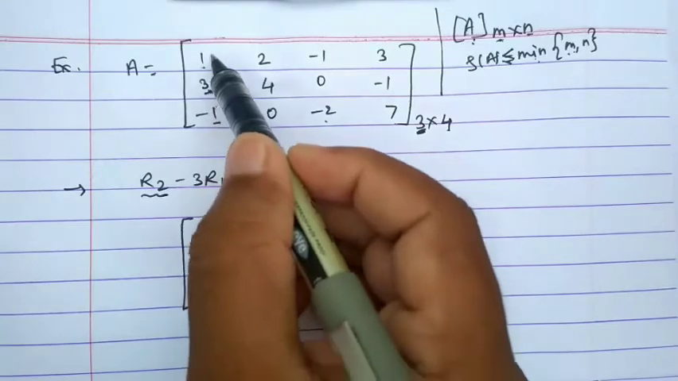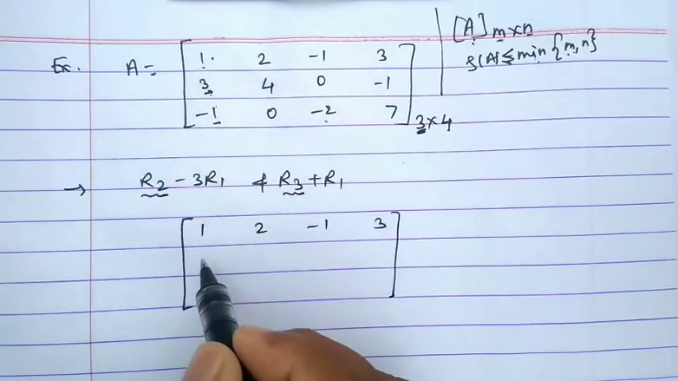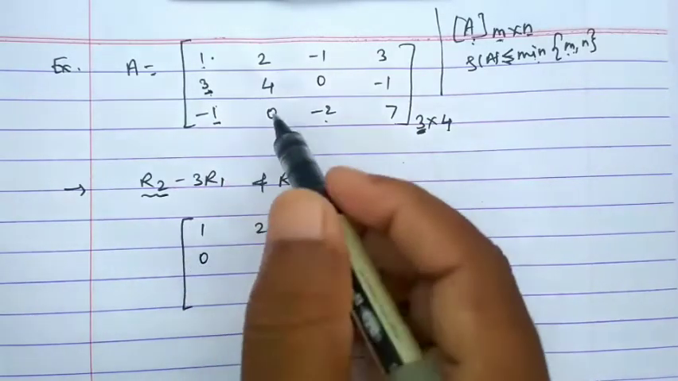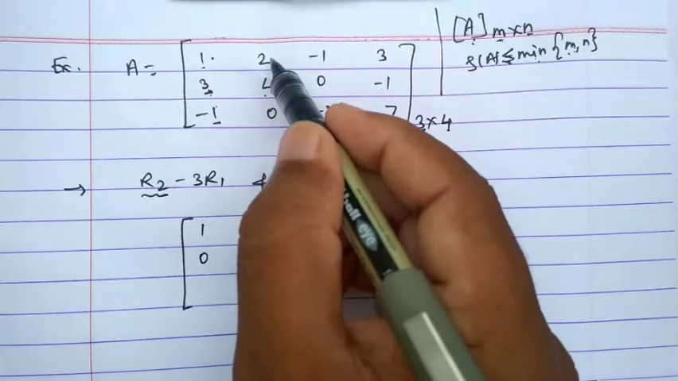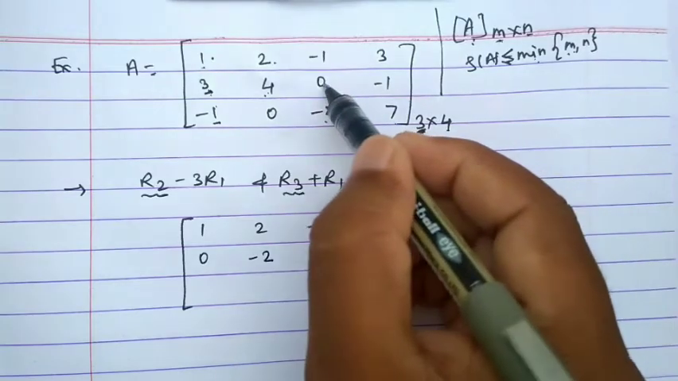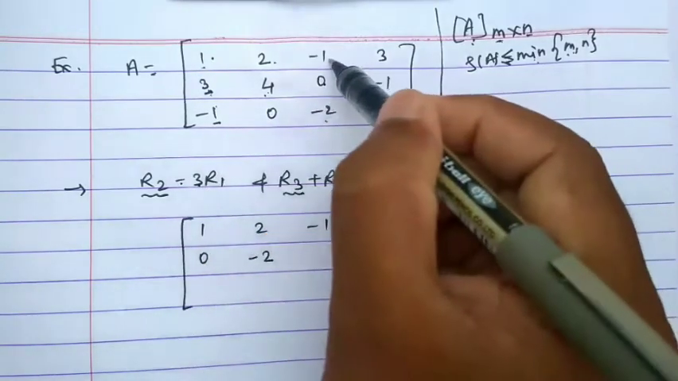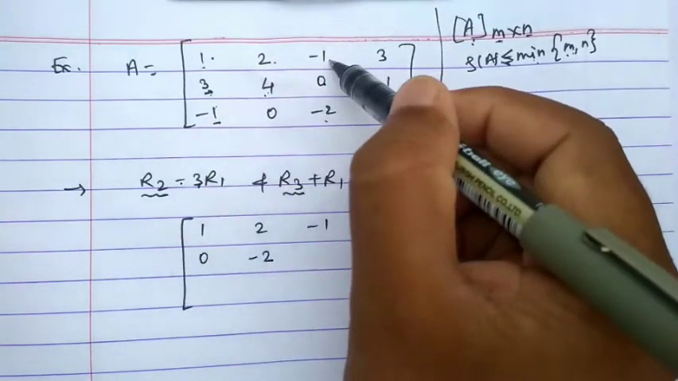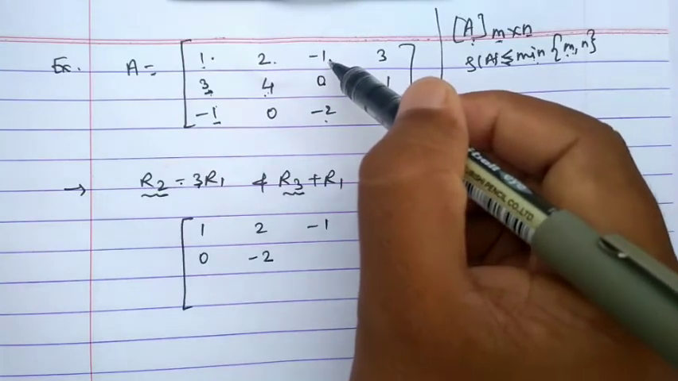Second row, R2 minus 3 times R1, 3 minus 3 times 1. So 3 minus 3 is 0. 4 minus 3 times 2. 3 times 2 is 6. 4 minus 6 is minus 2. Then 0, this minus 3 times minus 1. Minus 3 times minus 1, that is plus 3.